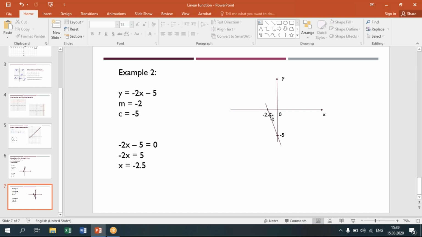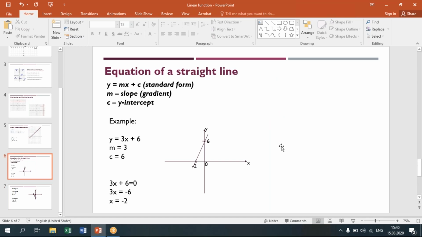Then I have to connect these points and draw the line. And as you notice, if m is negative, as I said before, gradient means direction. Negative, so the line will be a decreasing line, from the top to the bottom. Let's look at the previous one. Here, m was positive, which means it should be increasing. And you can see that from the bottom to the top, your line increased.